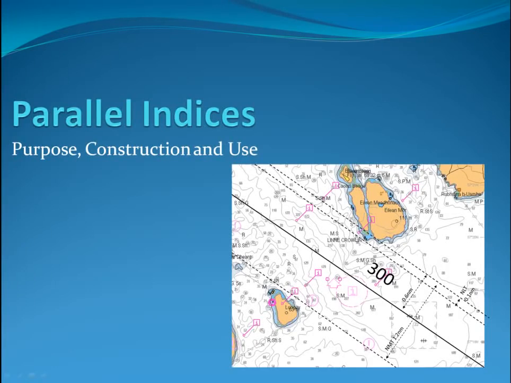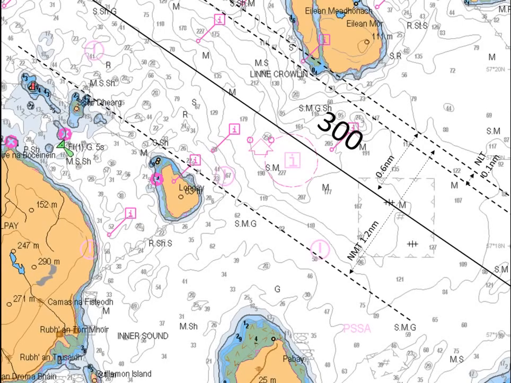In this demonstration lecture for C-SMART, we will cover parallel indices. We will look at their purpose, their construction on charts and radars, and how they are used in practice. A parallel index is a line constructed by the navigator to be used in conjunction with radar to ensure safety.